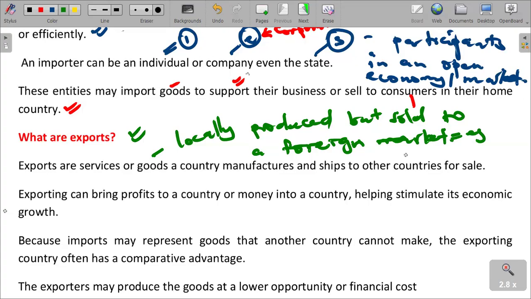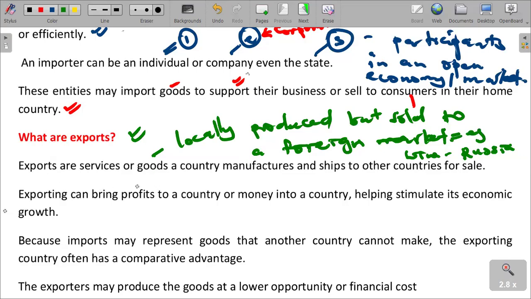For example, we can talk about wines from South Africa being sold to Russia. They are being sold to the United States. They are being sold to Tanzania and every other different country that we can mention. So what we are saying is that exports are locally produced. Manufacturers produce them, but they are transporting them for sale into other countries.